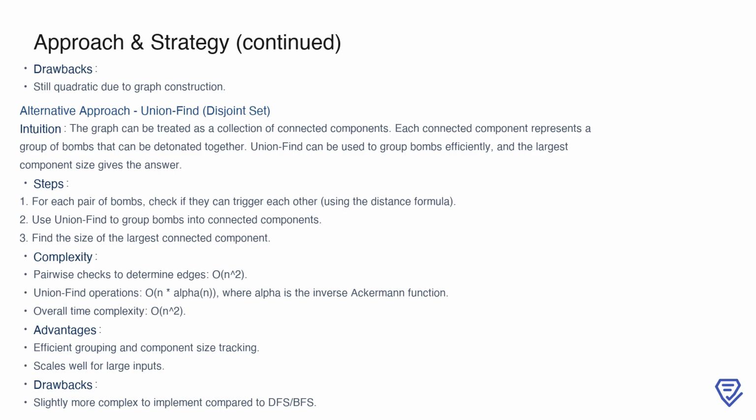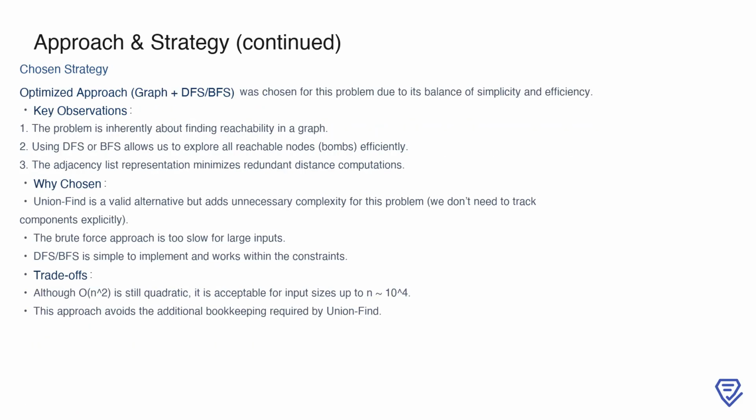Furthermore, it still requires O(n²) for the pairwise checks, meaning its overall complexity is similar to the optimized DFS/BFS approach. The optimized graph-based approach with DFS or BFS was chosen as the strategy for this problem. This decision was based on its balance between simplicity and efficiency.